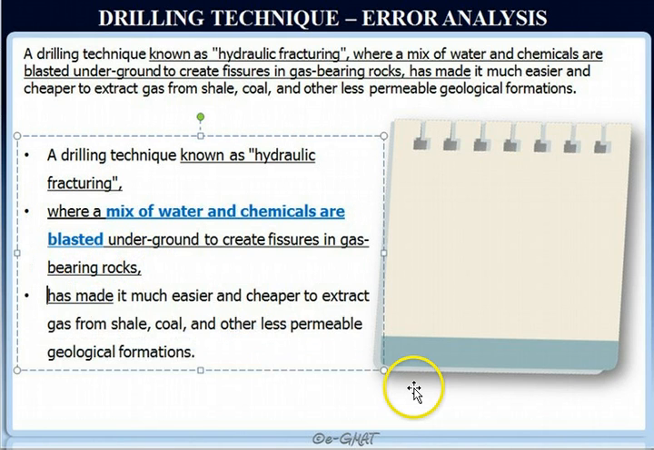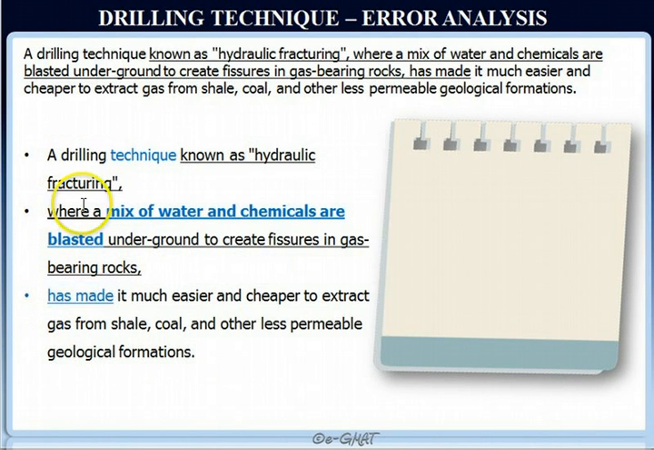So here we come to another verb: has made it much easier and cheaper to extract gas from shale, coal, and other less permeable geological formations. So this sentence has two clauses. The first clause has the subject technique and the verb is has made, and then the second clause has the subject a mix of water and chemicals, and the verb is are blasted. So let's look at the subject-verb agreement. Technique has made, both are singular, so it's correct.